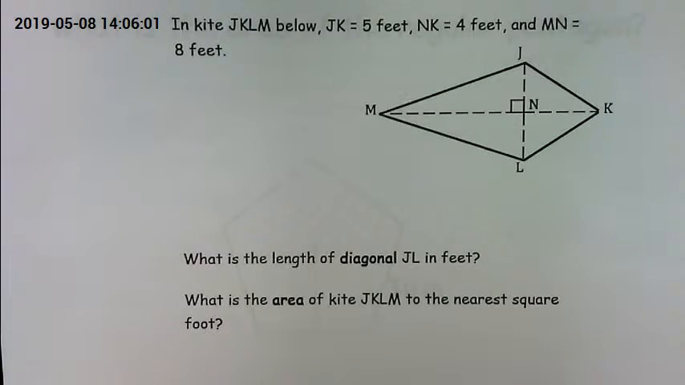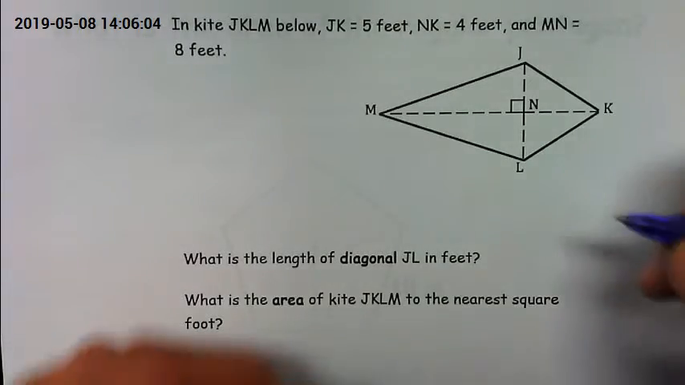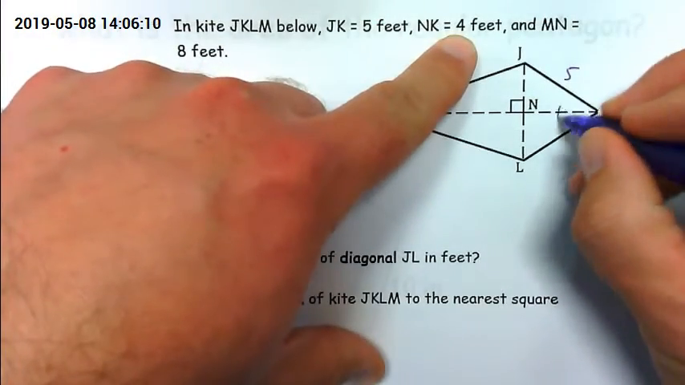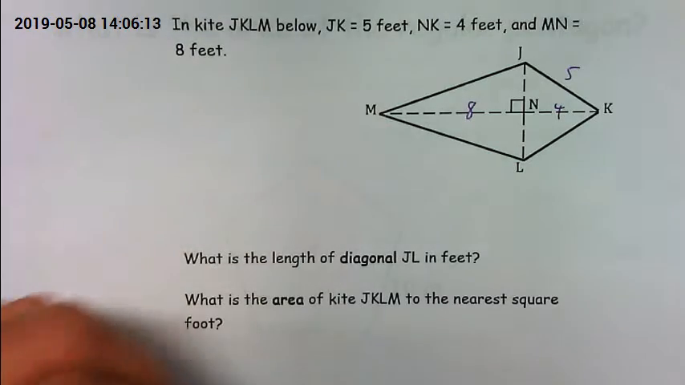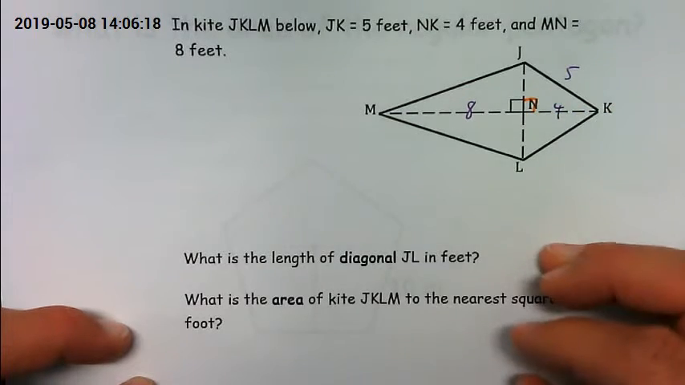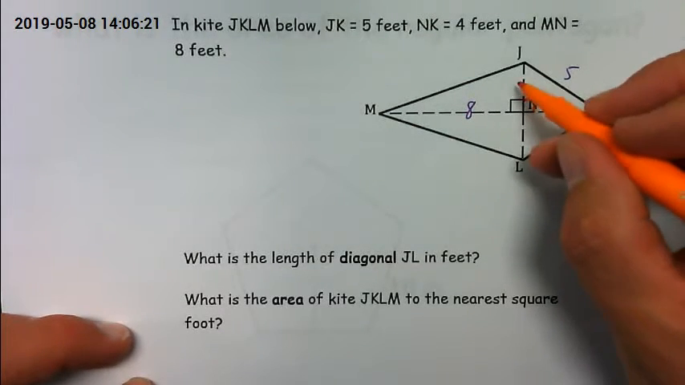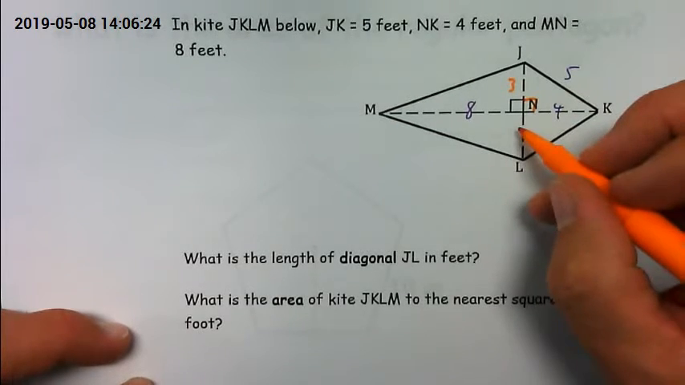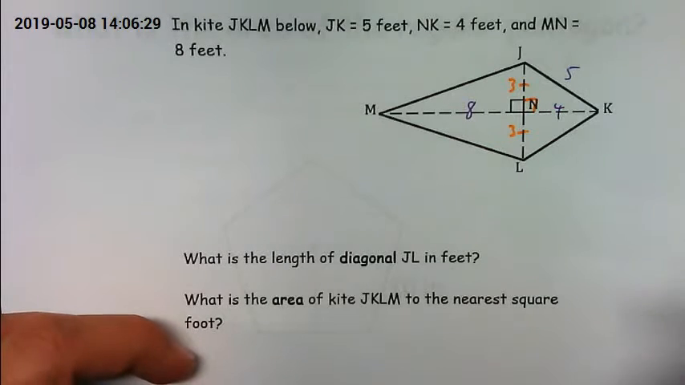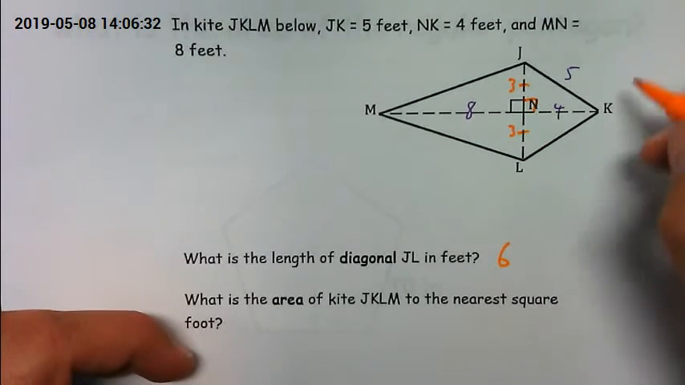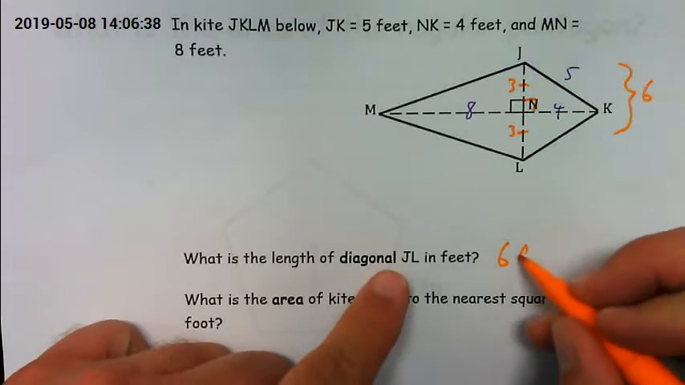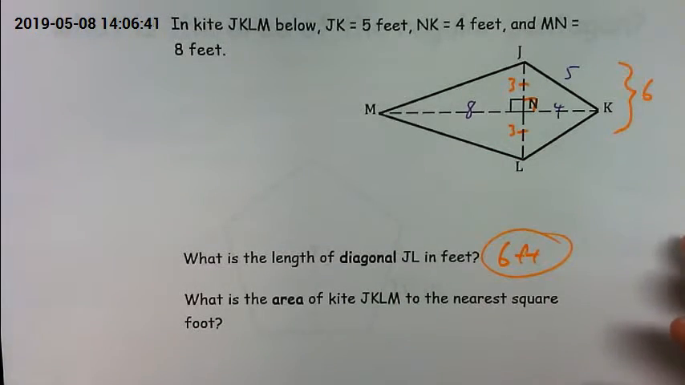Okay, so let's go ahead and do this. Now, you didn't have all the parts you needed to start the problem off, but label what you do know. We know this is 5, we know that this is 4, we know that this is 8, and if these 3 make a right triangle, then what's this missing piece? 3. And if that's 3, then NL is also 3, because in a kite, those two would have to be congruent. So then what is JL? 6. Again, that entire length is 6. So that's 6. And again, feet. Make sure you include your units.